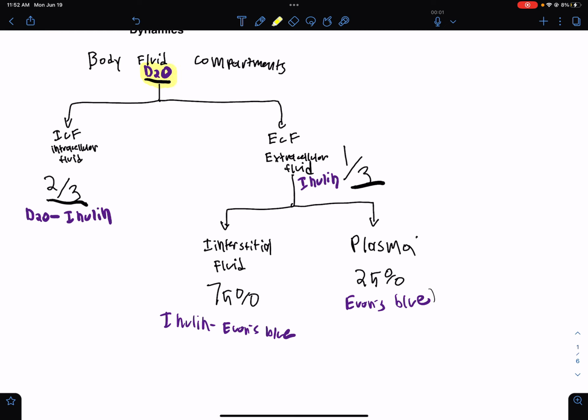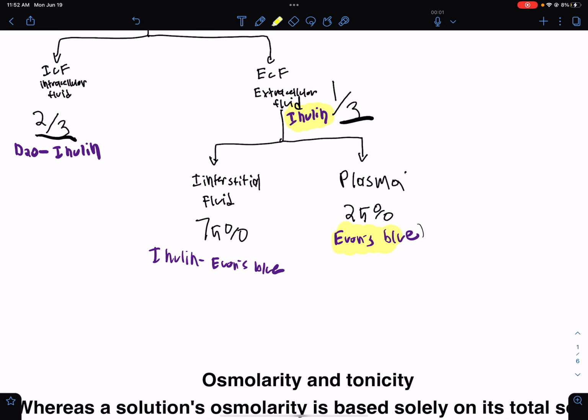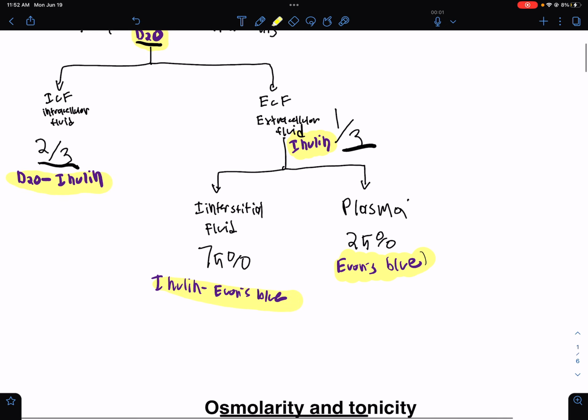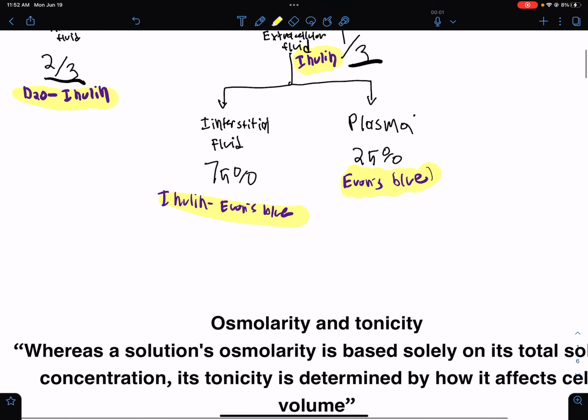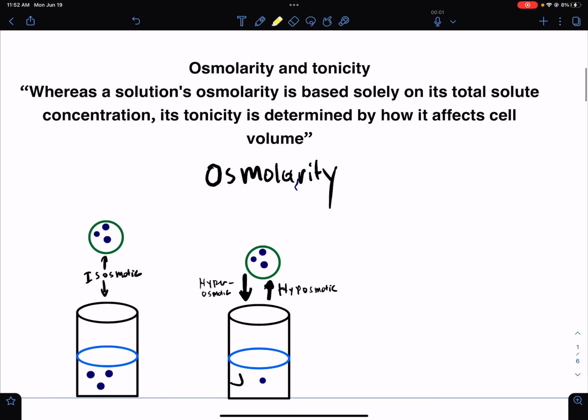We know our ECF, which is 1/3 of our body, is permeated by inulin, and then our plasma is permeated by Evans blue, which plasma makes up 25% of our ECF. And then these equations, D2O minus inulin and inulin minus Evans blue, can give us our ICF and our interstitial fluid, respectively. Osmolarity and tonicity.